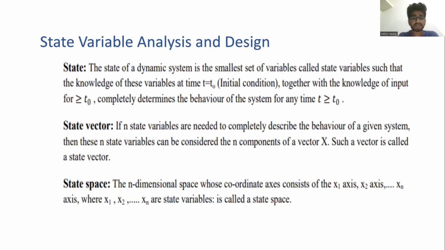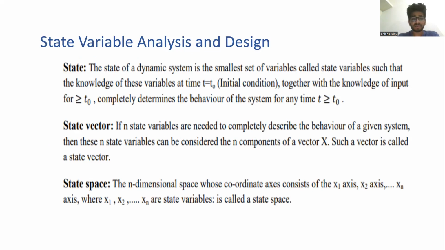The state of a dynamic system is the smallest set of variables called state variables, so that the knowledge of these variables at time t equal to t naught, together with the knowledge of the input for t greater than or equal to t naught, completely determines the behavior of the system for any time t greater than or equal to t naught. State vector.